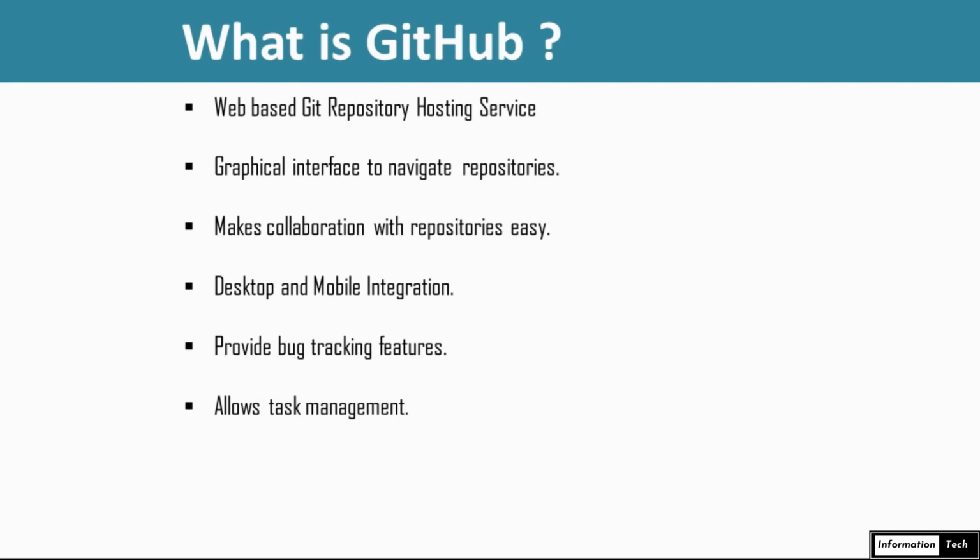GitHub basically has the largest host of source code in the world. There are over 18 million users on GitHub, and it has over 40 million repositories. It also allows for wiki for all projects.